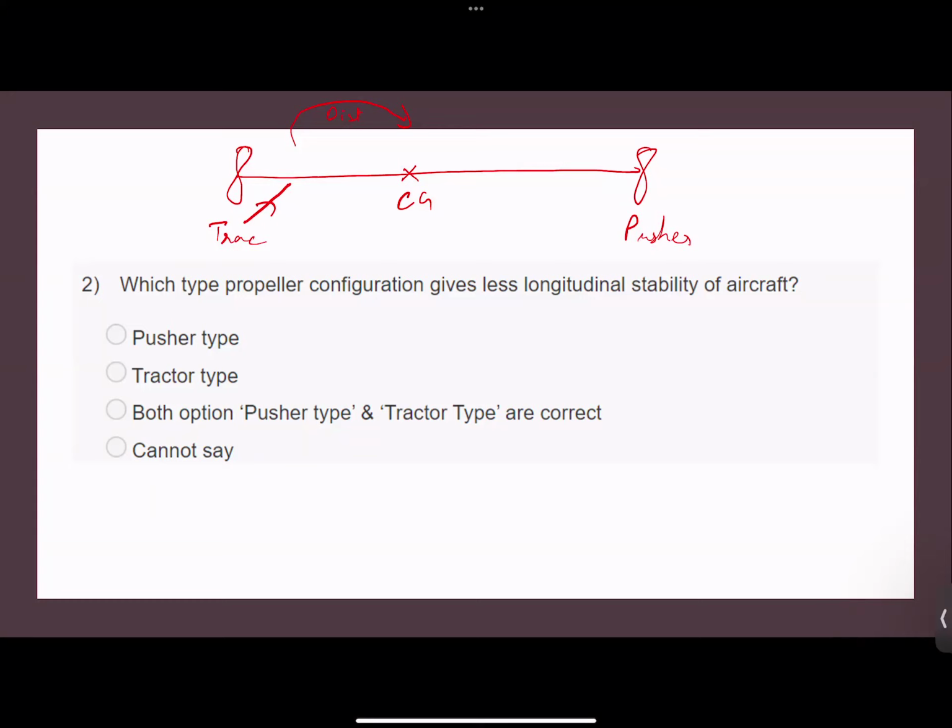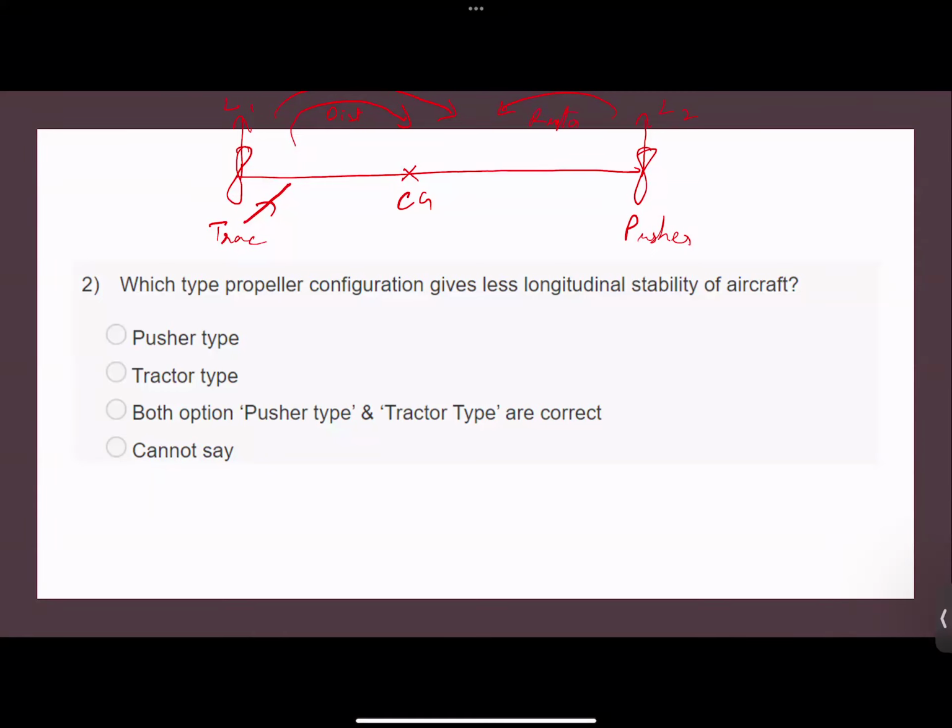So the tractor configuration generates the lift here, right? And let's just say that's L1, and the pusher generates lift here. So due to L1, you have a further destabilizing moment. So if it is subject to a disturbance and it's a tractor type configuration, you don't have any restoring moment. The moment produced by the tractor is further destabilizing. But in the case of pusher, you have this L2, which creates a restoring moment.